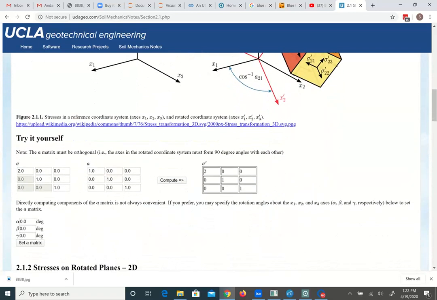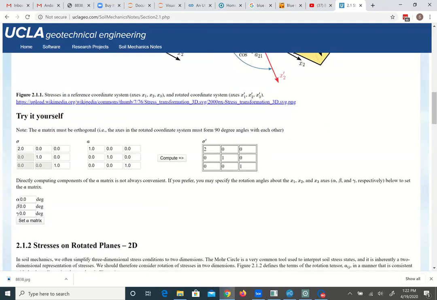So here you can try it yourself. Let's say you know that the stress tensor has 2, 1, and 1. So we already have 2 vertical and horizontal is 1 and 1 in both directions. And then let's say we want to rotate it through an angle alpha, which would be the rotation, I think, of the z plane by, let's just say, 25 degrees. And we can put in the A matrix. Now this is the matrix by which we're rotating it.